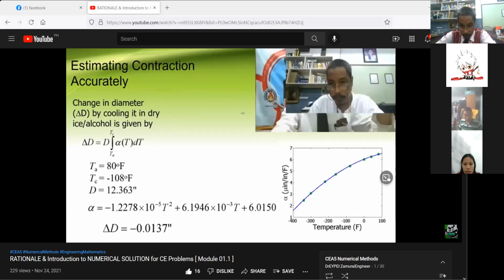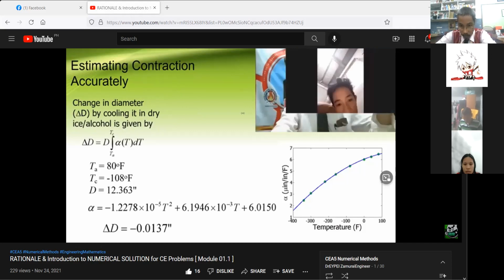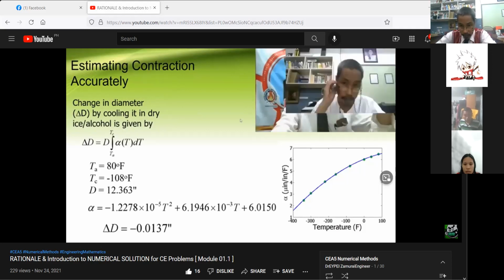plus 6.1946 times 10 raised to the negative 3 times negative 108, plus 6.015.